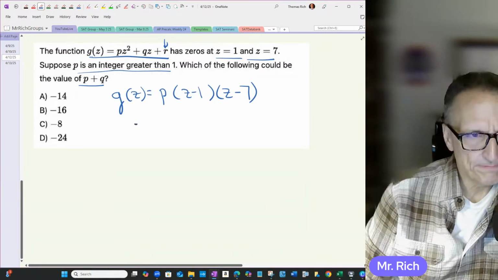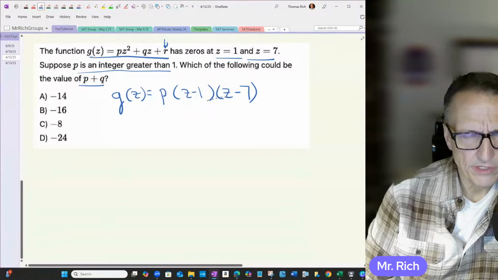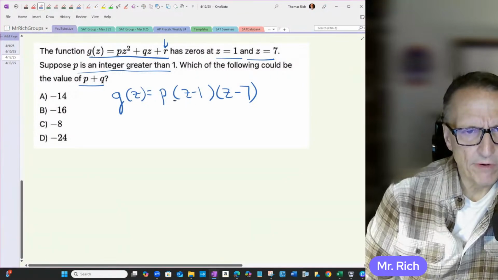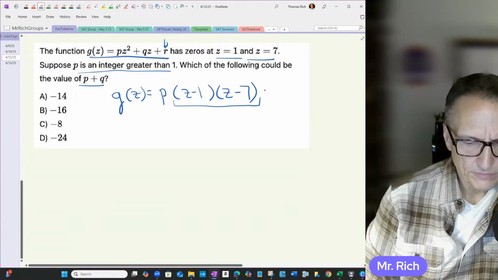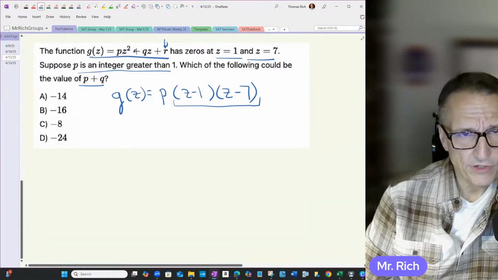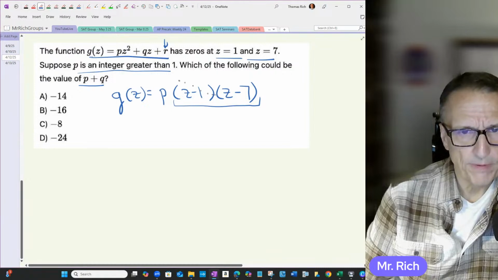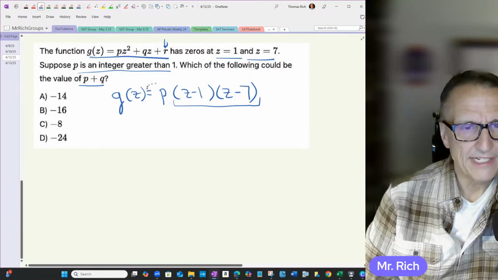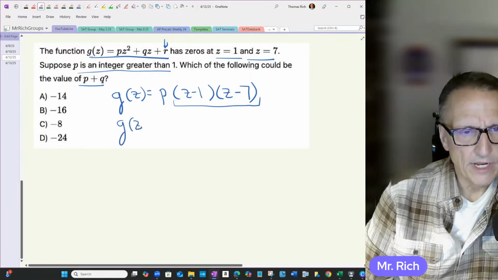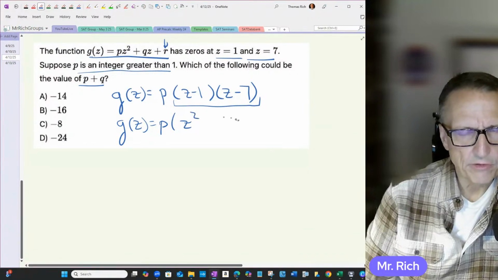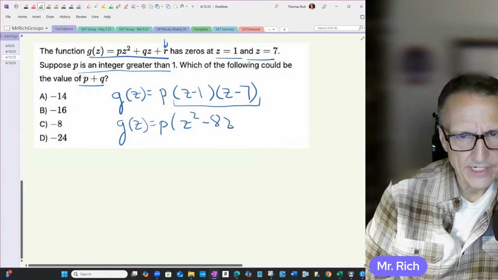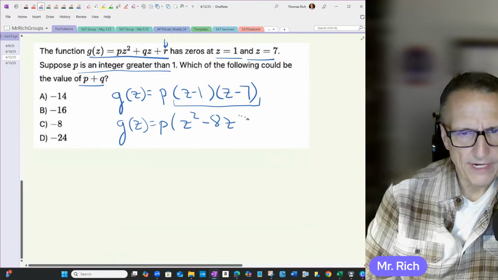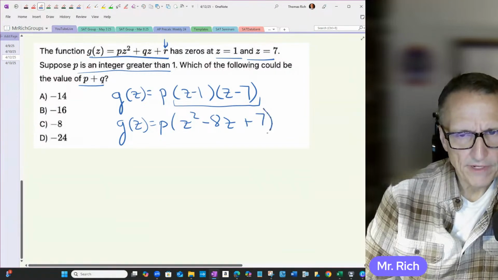Given that we had those zeros, I'm going to convert from the factored form into standard form. So I'm going to multiply z minus 1 times z minus 7. I'll leave the p out here for now, but that's going to be z squared minus 7z minus 1z, which combine to be negative 8z, and then minus 1 times minus 7 is a positive 7.